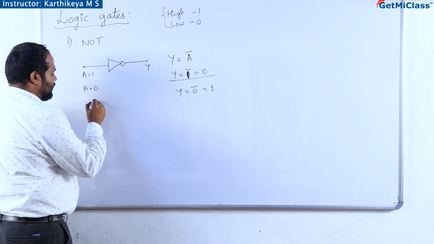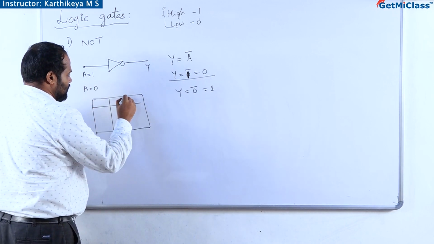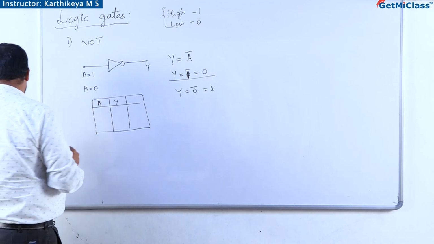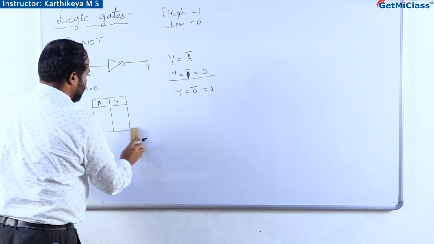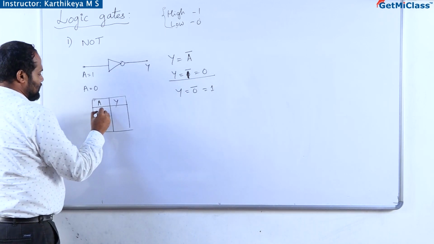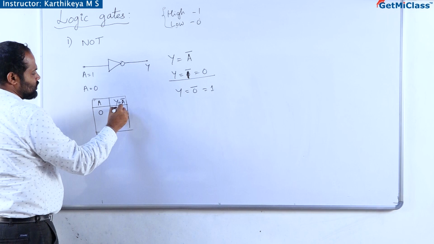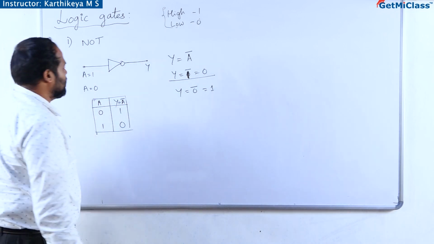So the truth table: here input A, here it is output. If the output is the complement of the input, so if the input is 0, it is 1. If the input is 1, the output is 0.